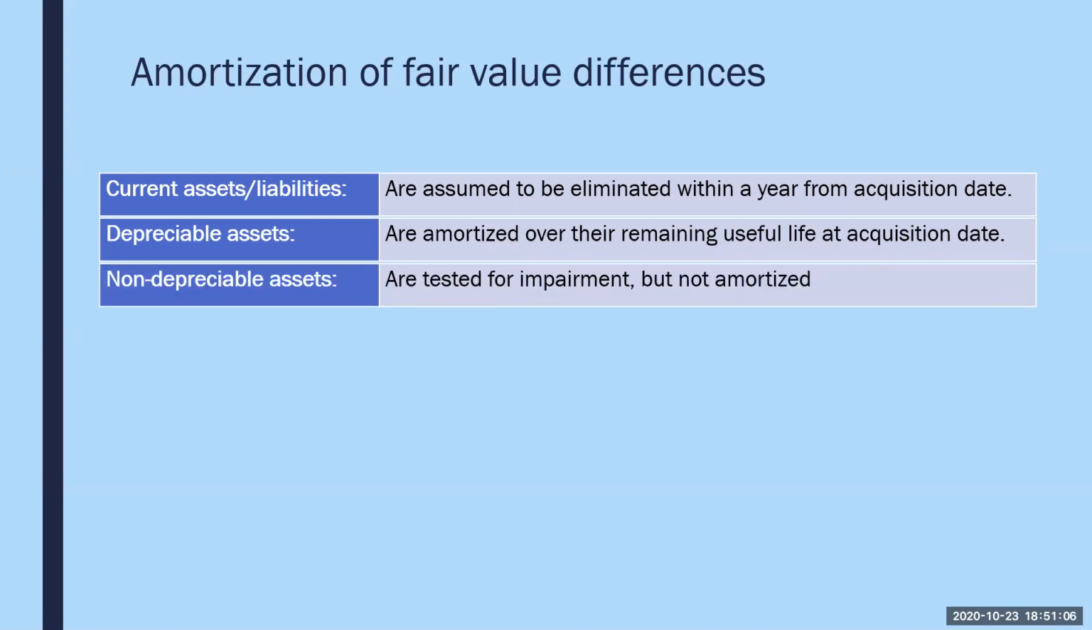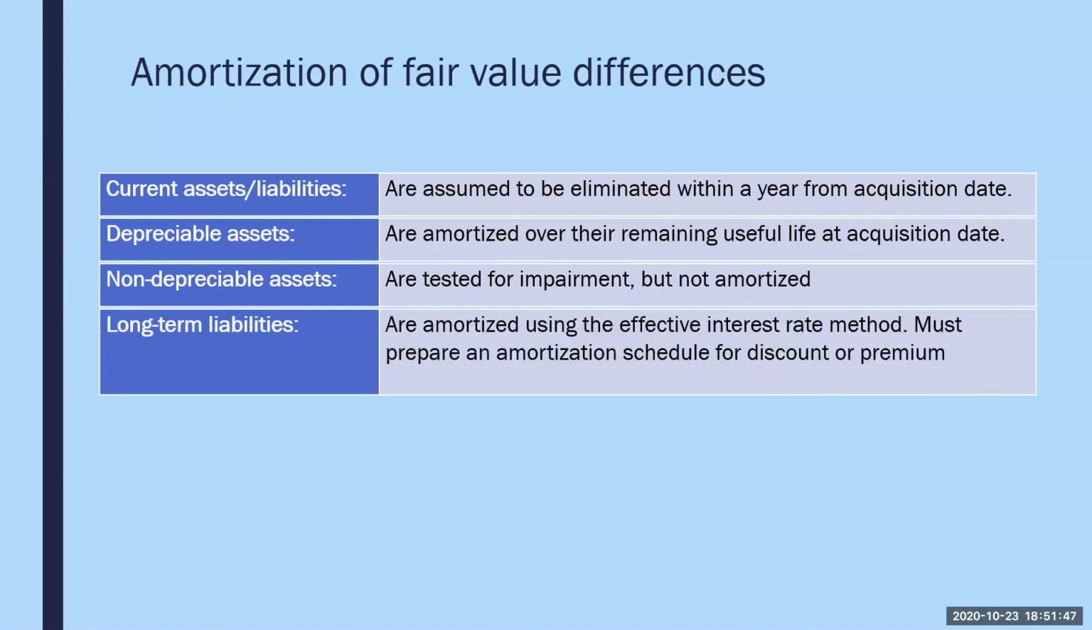For non-depreciable assets, we do not amortize the fair value difference because there is no depreciable period, but rather we test them for impairment. So if there was a fair value difference relating to land, land is a non-depreciable asset. The fair value difference relating to land is not amortized. It is tested for impairment. Or another way the fair value difference could clear out is if the said land were to be sold by the subsidiary to an outside unrelated party.